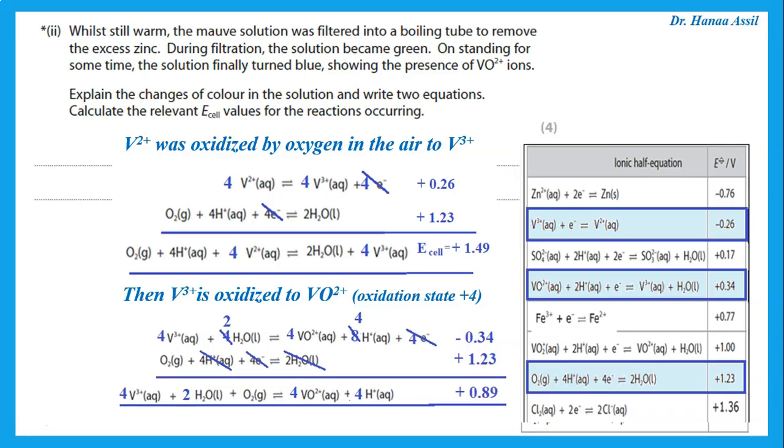Now the E of that: we inverted the first one, so we inverted the sign. So now it is minus 0.34 plus 1.23. So the E cell is +0.89.